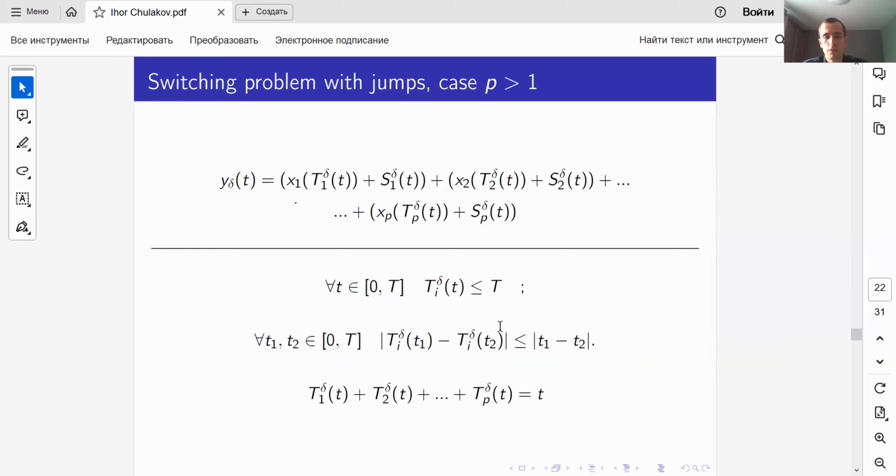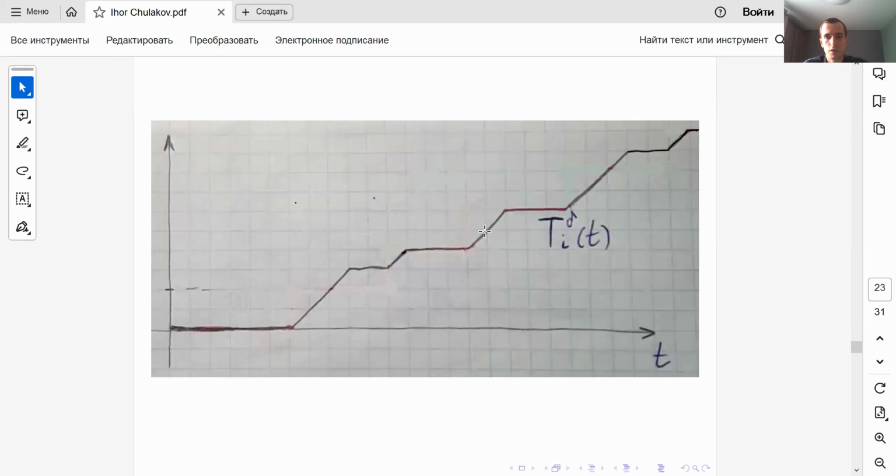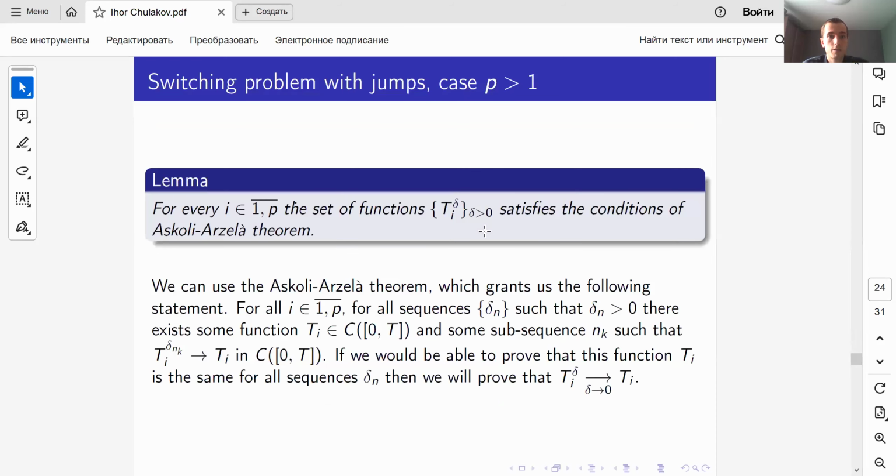Let's return to the case when p is greater than 1. Here is a recall of how our dynamics with switches looks like, and we can find some formulas for our functions of shifted time, ti delta. Here you can see them. There are two inequalities and one equality. Here is again an example of this shifted time function, and we can find this lemma.